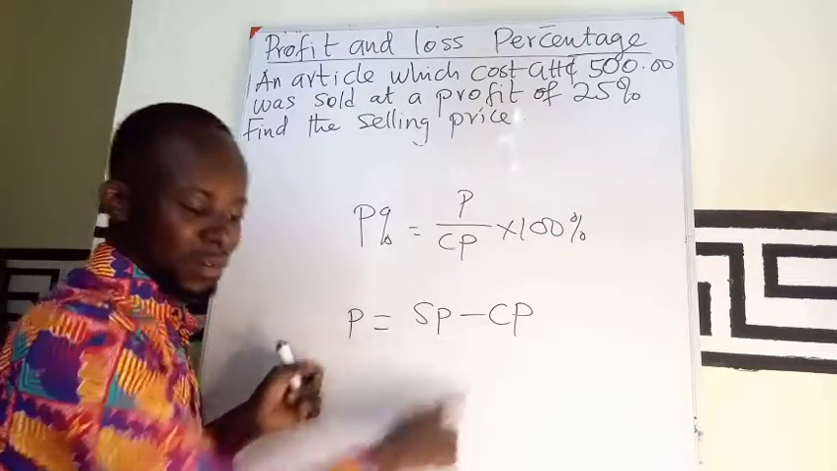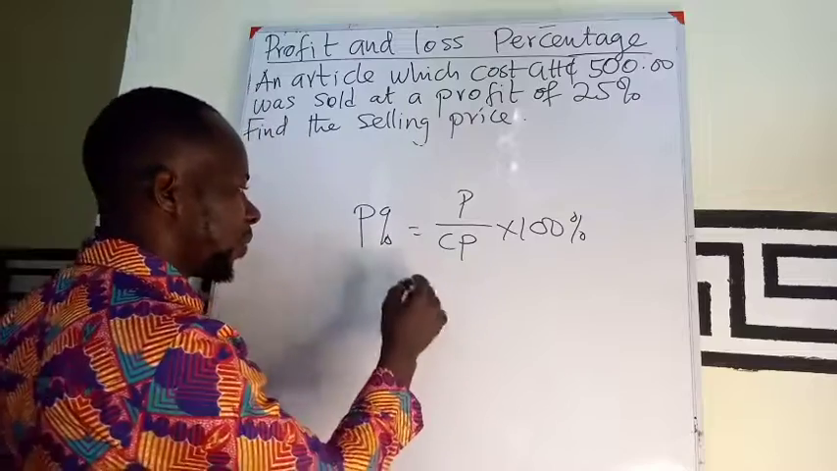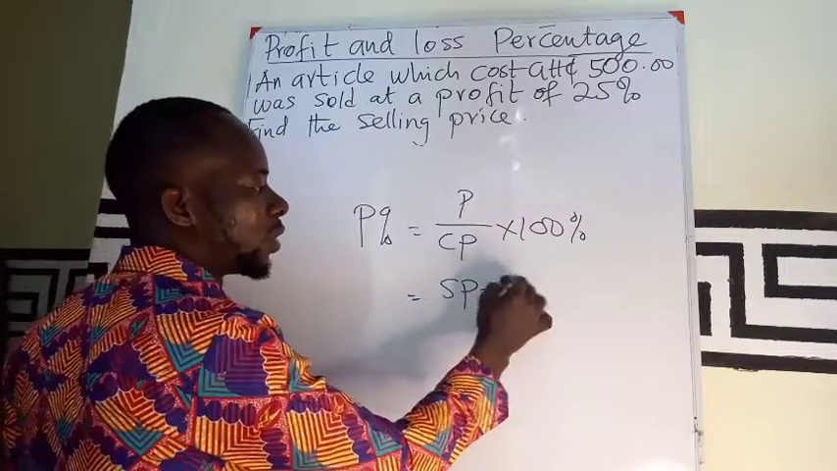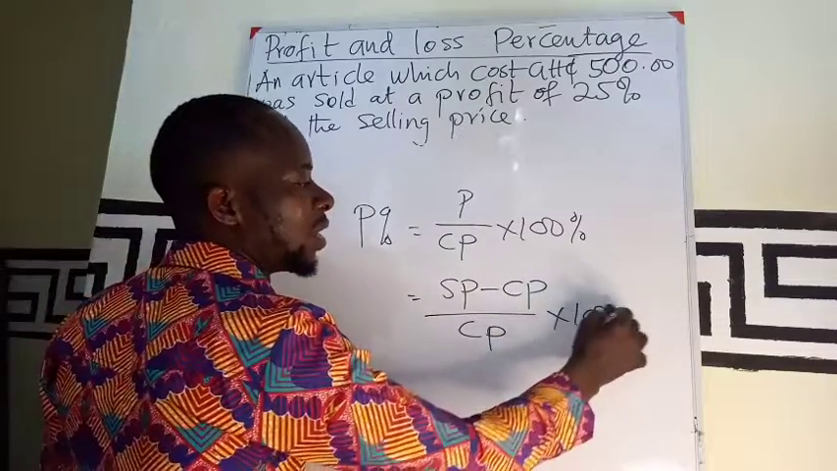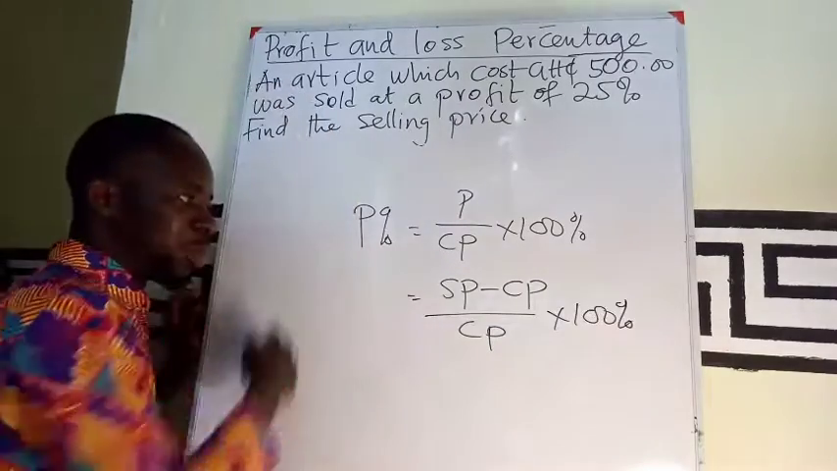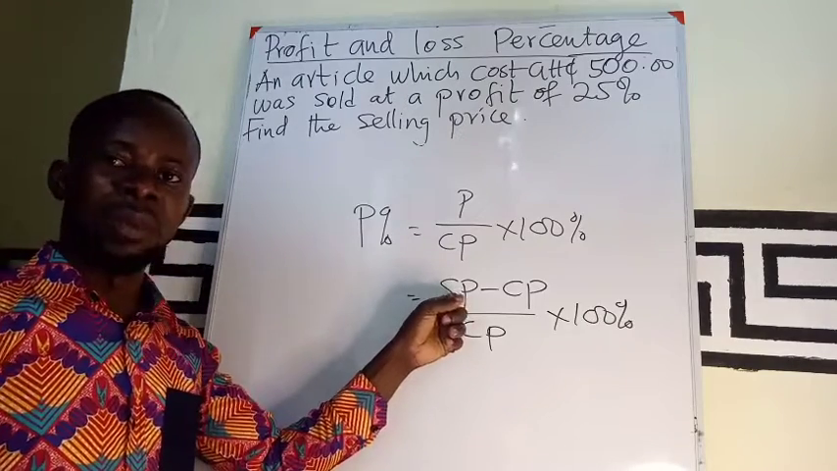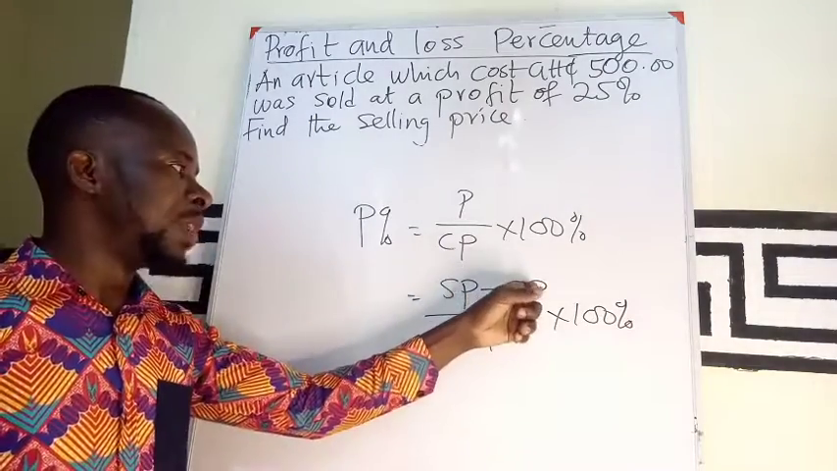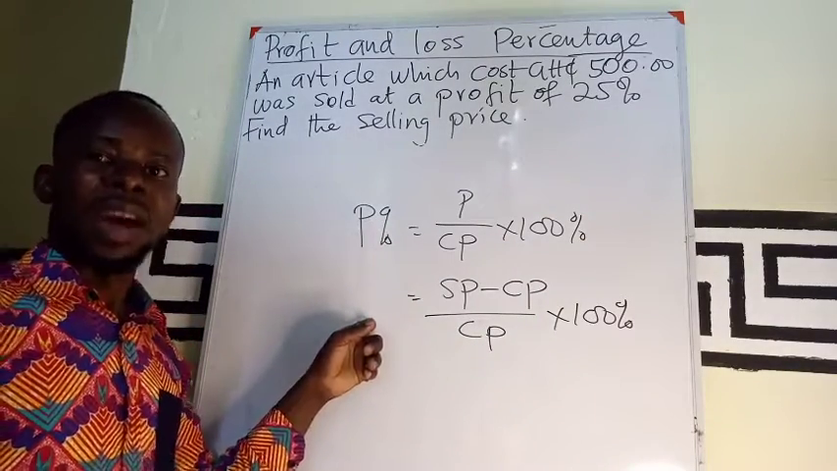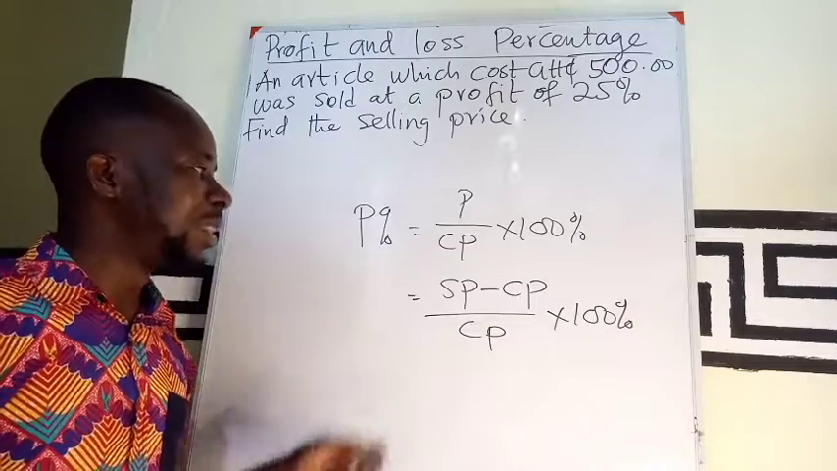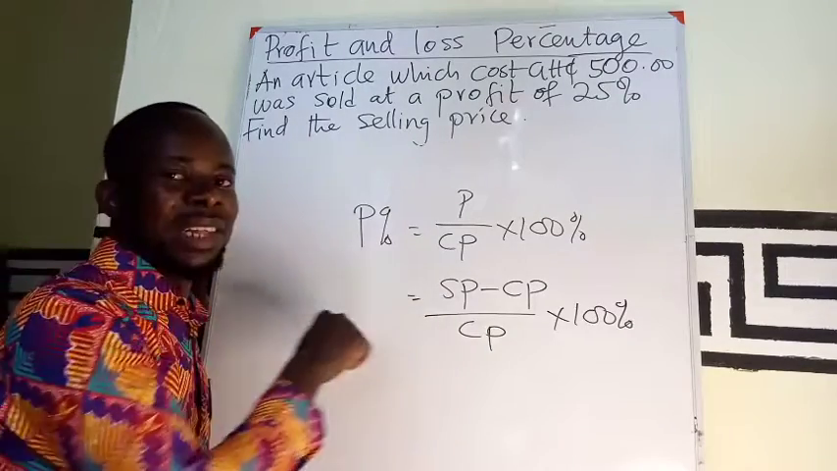We can also use the same formula, which says that profit is selling price minus cost price. So in place of P, we now have selling price minus cost price, all over cost price, times 100%. Profit percent is stated. So in this case, we now have our selling price in the formula. If I put in cost price and profit percent, I can find the selling price. Let me take you a bit into change of subject. I want to make the selling price the subject here.